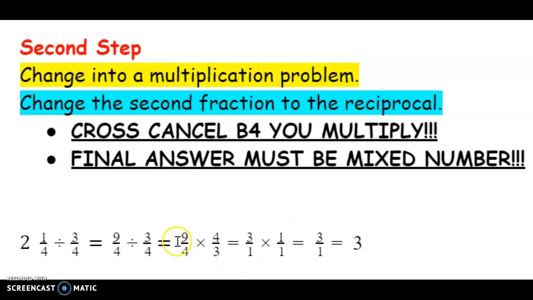As we look at this side to cross cancel, we see a 3 and a 9. Those can certainly cross cancel. How many 3's fit into 3? 1. How many 3's fit into 9? 3. So our new problem that we're working on this side of the equal sign is 3 over 1 times 1 over 1. We notice there's definitely nothing to cross cancel again, and we simply multiply across. 3 times 1 equals 3, and 1 times 1 equals 1. We know that 3 over 1 is simply the whole number 3.